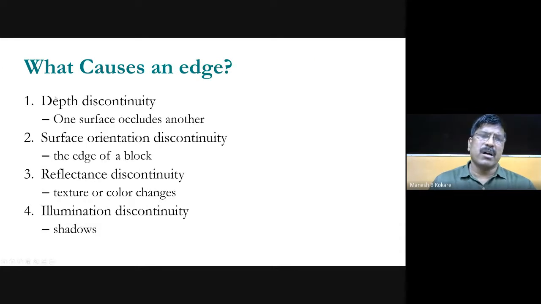So depth discontinuity, that is the surface. Sometimes also, for example, if there is an occluded surface, like one object is occluded by another object, like this way, that will also cause an edge. Or surface orientation discontinuity, or reflectance discontinuity, or texture or color changes, or illumination discontinuity like shadows and so on. So these are the various reasons why edges are caused.